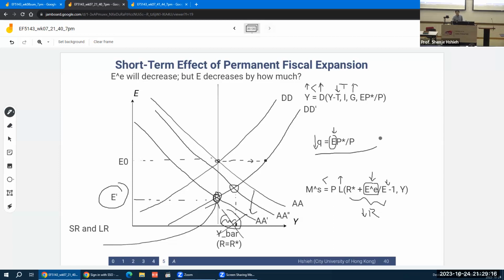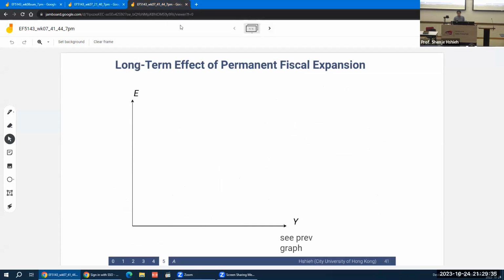The side effect is that we cannot impose relative PPP. Relative PPP cannot hold in both the short run and long run. So for this graph, I wrote C previous graph because long run and short run are the same thing. You don't have to think about prices. Again, this is for R equals R star, as a starting point.